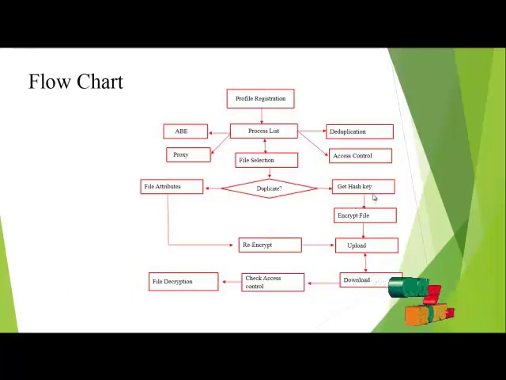So this is the deduplication process. Get the hash key, and based on the hash key the file is encrypted. After the encryption, the file is successfully uploaded to the server. After the data download, next we check the access controls. Finally, the data consumer decrypts the files.